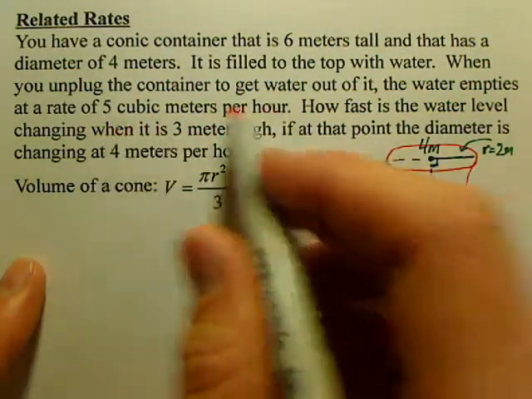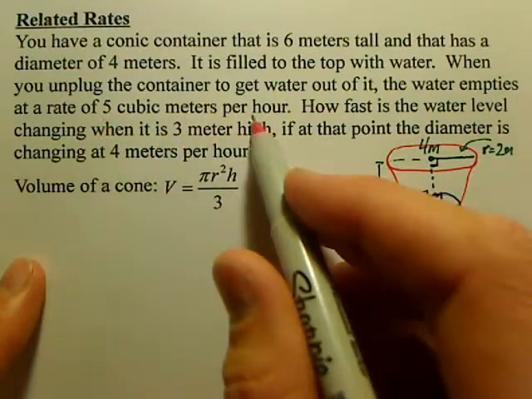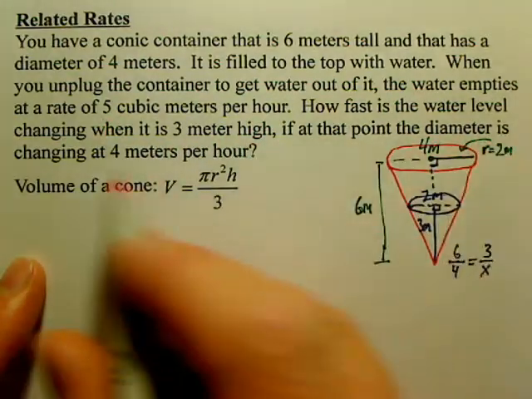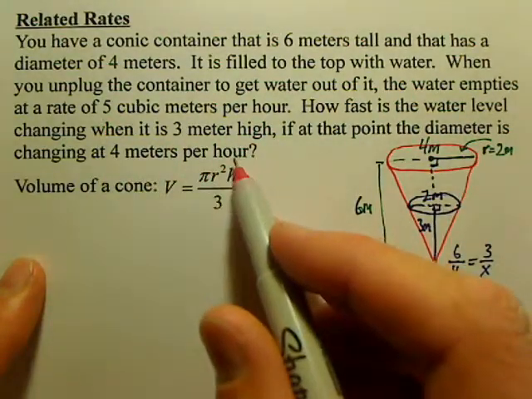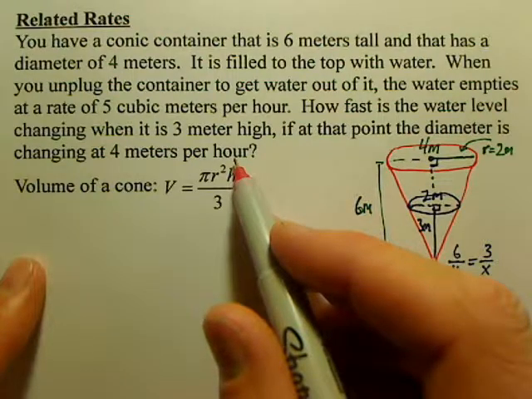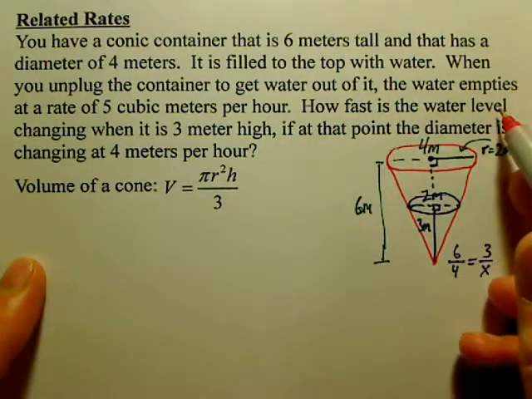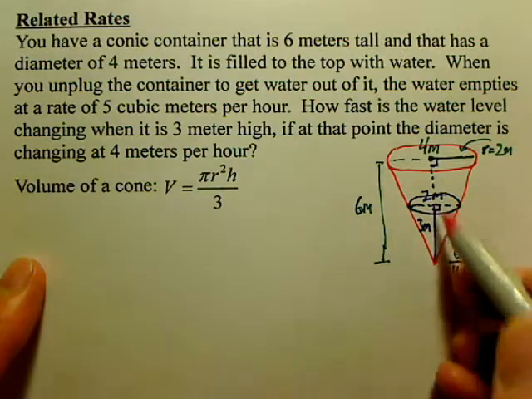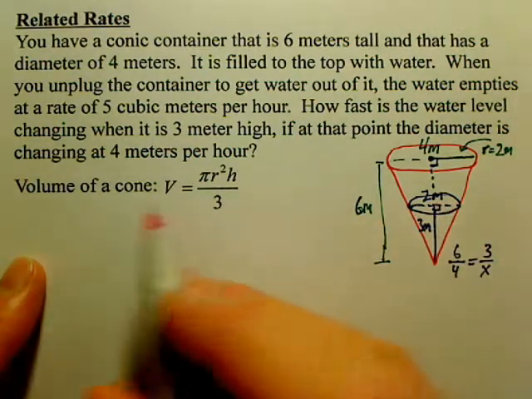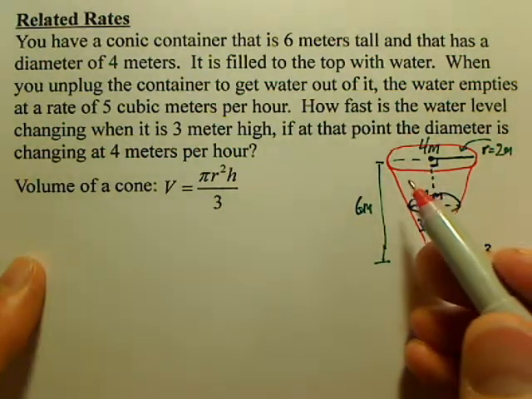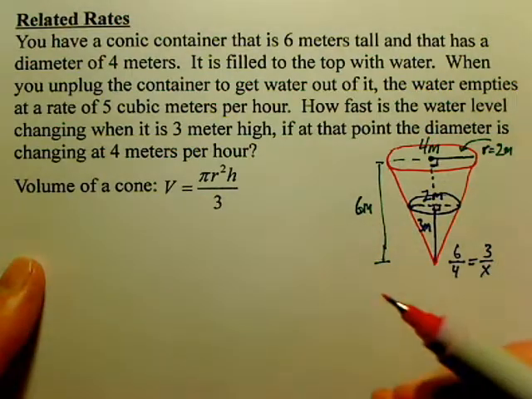Now that's a rate. Hopefully you understand that. And the diameter is changing at 4 meters per hour. That's another rate. All right. And it wants to know how fast the water level is changing, but it's giving you 2 other rates. So we're trying to find some rates.